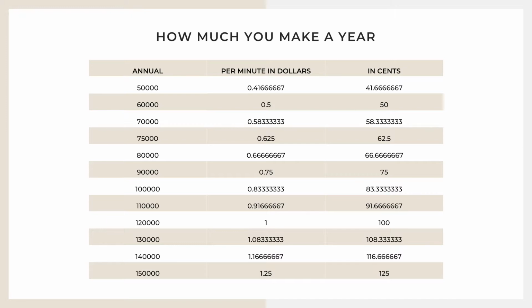Okay, chart's pretty self-explanatory. If you want to make $60,000 a year, then you make 50 cents a minute. If you want to make 75, then you make 60.25 cents per minute. So take a minute, maybe pause this, to look at this chart and find out where you want to start. All right, here's your looking at the chart time. Okay.